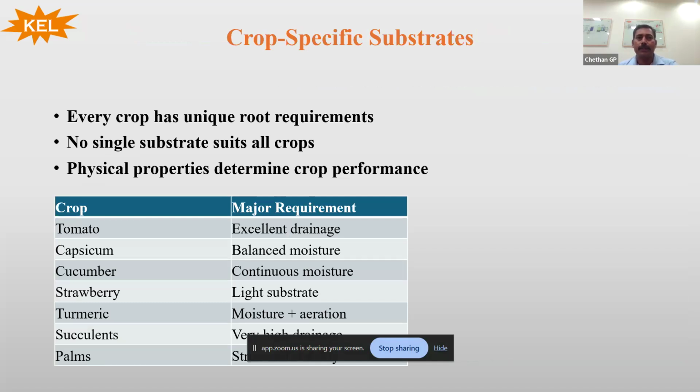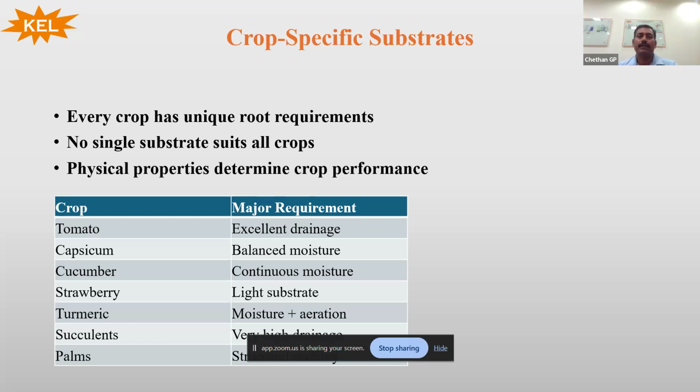One of the greatest advantages of soilless substrate technologies is the ability to customize the growing media for specific crops. In traditional farming, every crop grows in the same soil, even though different crops have very different root systems. Modern substrate technology allows us to tailor the root environment according to each crop's requirements.